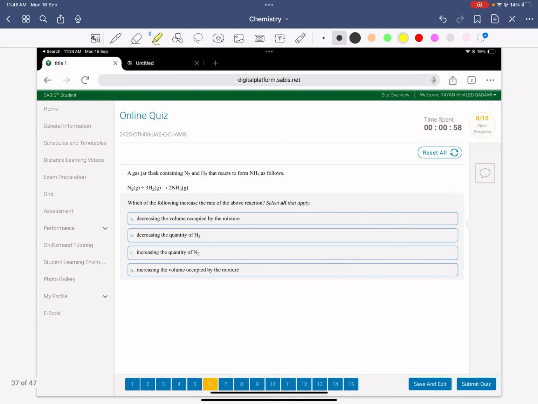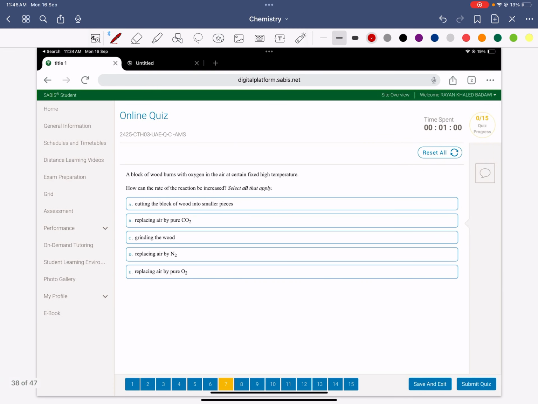Perfect, let's go next. A jar flask containing N2 and H2 reacts to form NH3 as follows. Which of the following increases the rate? So we're looking at increasing the rate. Decreasing the volume occupied by the mixture, yes, we explained already why that would happen. And of course, if we increase the amount of our substrate, which is N2, a reactant, so increasing the quantity of N2. And of course, if we decrease the quantity of H2, we'll have a lower reaction rate.